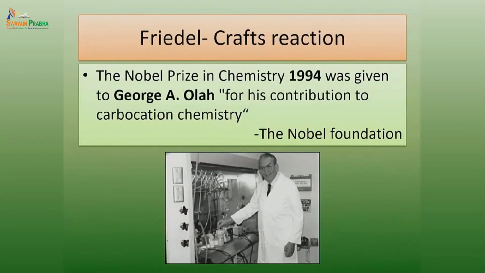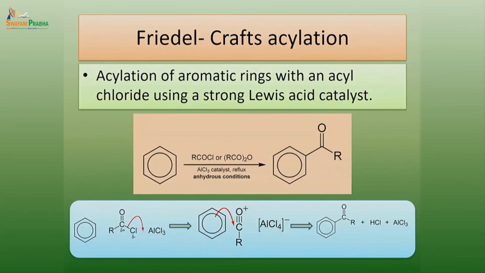The next one is the famous Friedel-Crafts reaction. George Olah received his Nobel Prize for his contributions to carbocation chemistry, and he was the first one to work mainly on the Friedel-Crafts reaction. And what is a Friedel-Crafts acylation reaction? Acylation of aromatic rings using an acid chloride or acid anhydride in the presence of a Lewis acid, mainly AlCl3, is called a Friedel-Crafts acylation reaction.